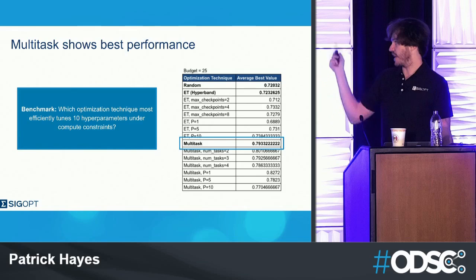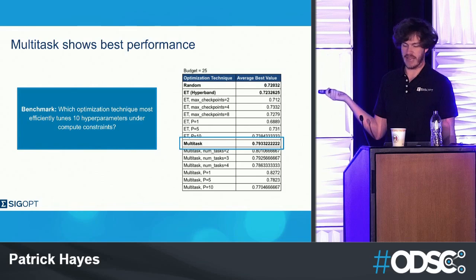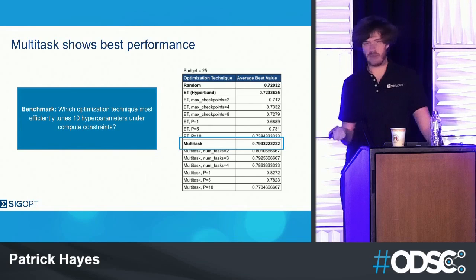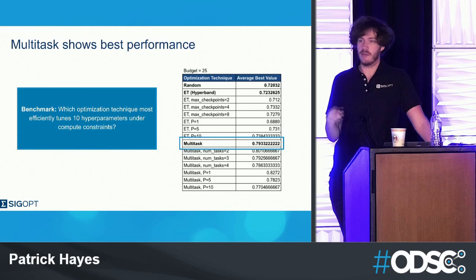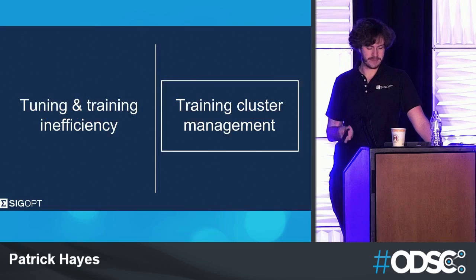And across all these different cases, we saw this improvement with multitask of about 7 percentage points. And this is a pretty big difference. It can really be the difference between whether a deep learning model does or does not make a big impact on your business.